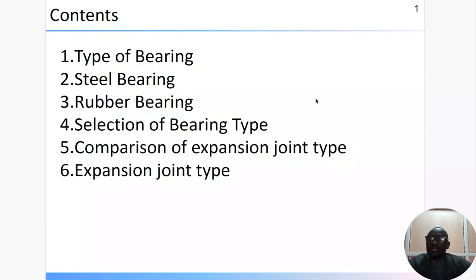Okay. Types of bearing: we have a steel bearing, we have rubber bearing, selection of bearing type, and then comparison of expansion joint types. So this is the content.